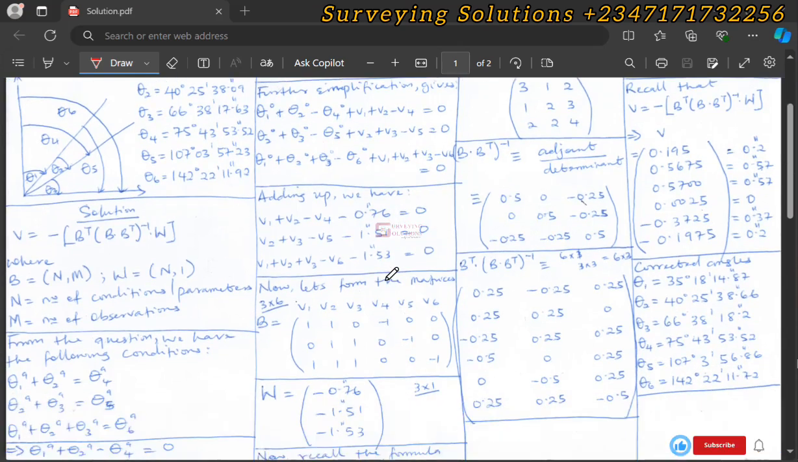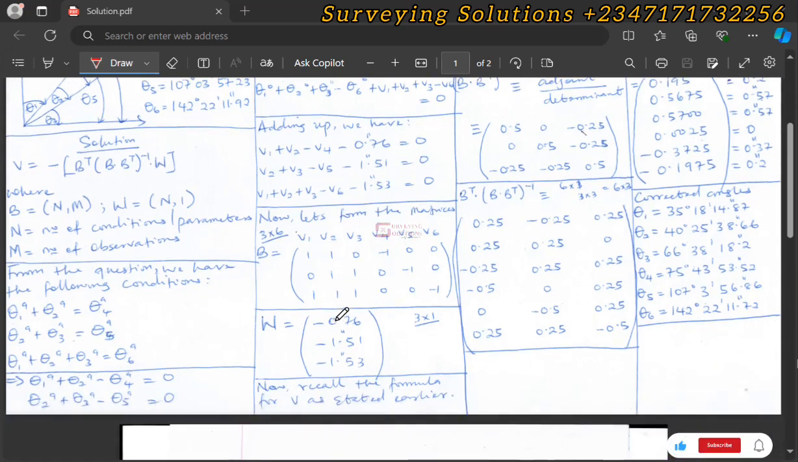Please, if you miss it at any point, we always emphasize that you pause the video, rewind, and even drop comments in the comment section so that we can see how best we can help with further simplification, right? Good. So now let's form the matrices. The solution is by using matrices, right? Good. So let's form our matrices.